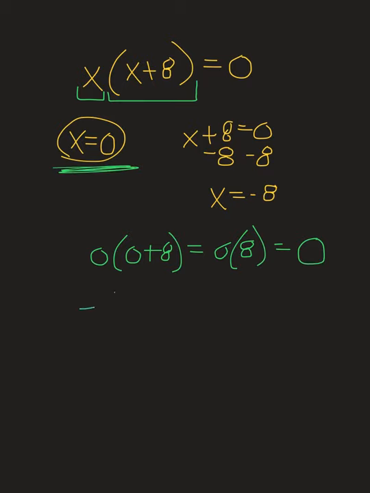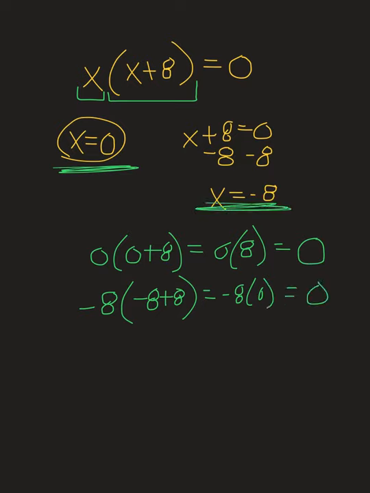What if I plug in negative 8? I end up with negative 8 times the quantity negative 8 plus 8. Well, I'm going to end up with negative 8 times 0. Negative 8 times 0 is also 0. So both of those are my solutions. Once you factor this thing, the key is just figuring out what two numbers can I plug in, or 3 or 4, depending on how many variations there are, to figure out what solves the equation. Let's try another one.